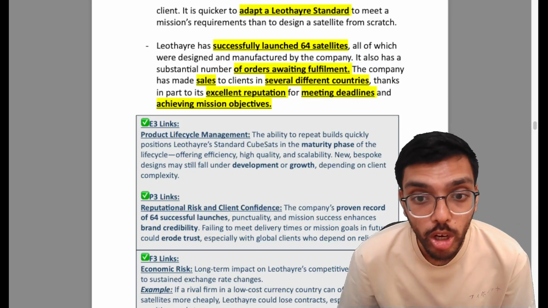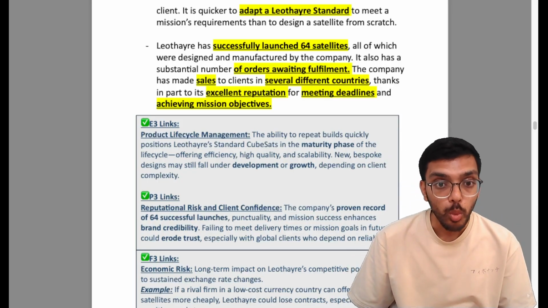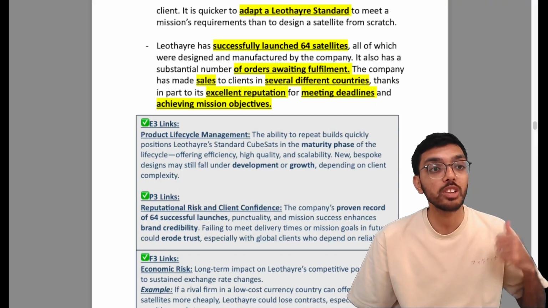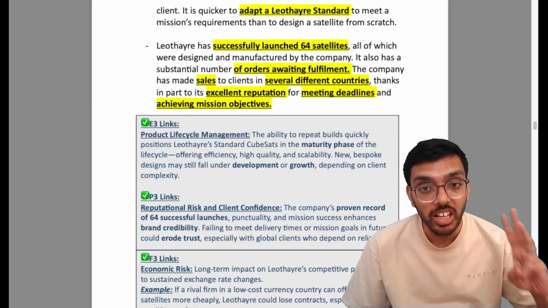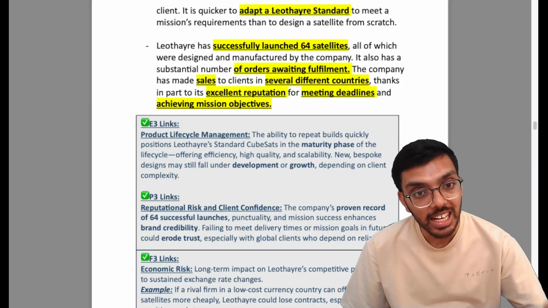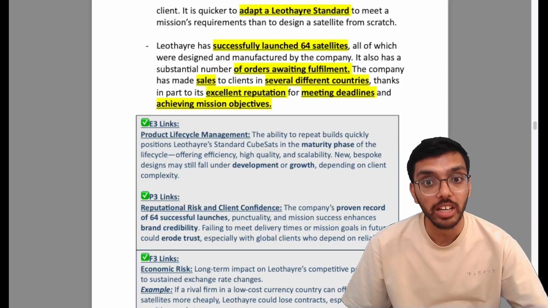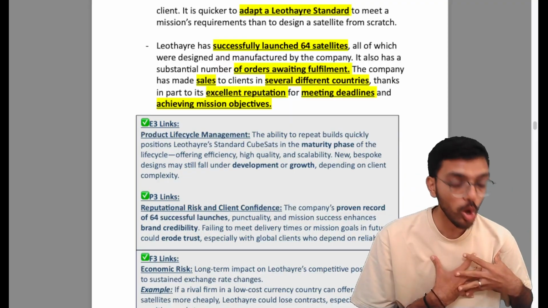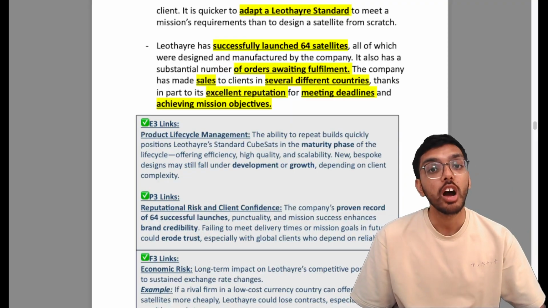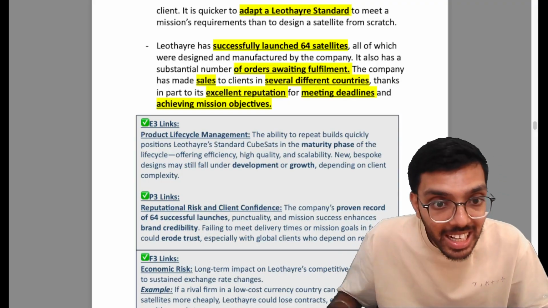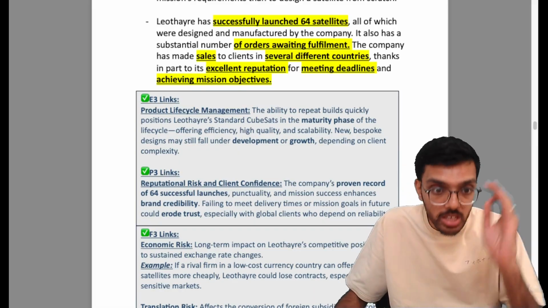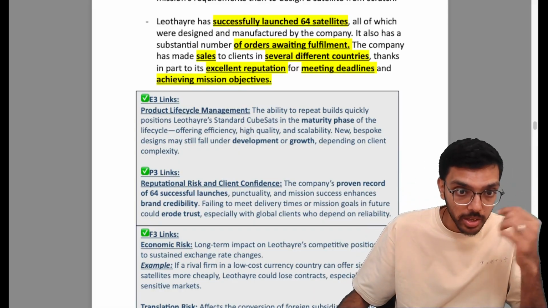These are again your core competencies. What is your core competency? Small satellite manufacturing, quality manufacturing, excellent reputation, meeting deadlines, achieving mission objectives. These are my core competencies, because of which a lot of orders are pending and more people want my satellites. Some very important links over here.